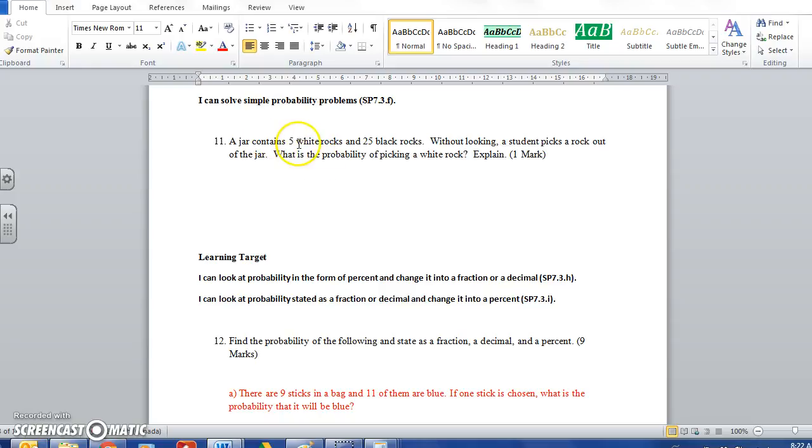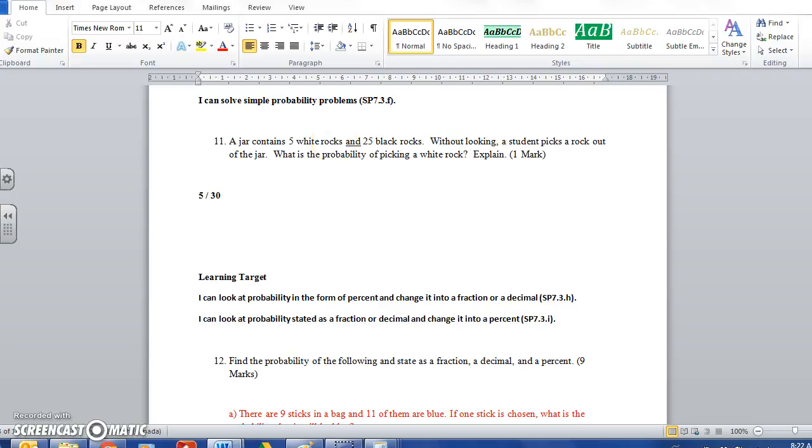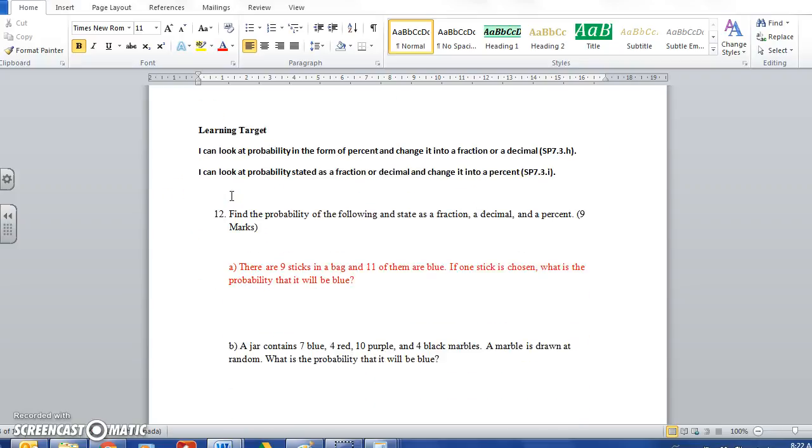A jar contains 5 white rocks and 25 black rocks. So there's 30 in total. If I pick a rock out of the jar, what's the probability of picking white? It's going to be 5 out of 30. Or if I simplify my fraction, then it's going to be 1 out of 6. And all I did here was divide both these numbers by 5.